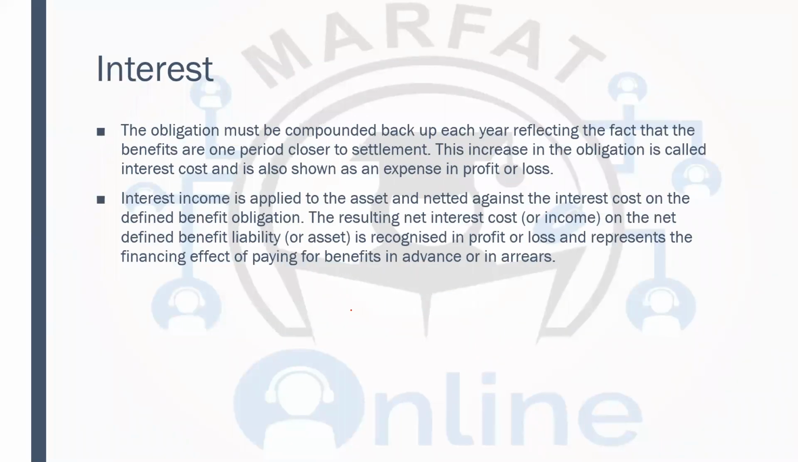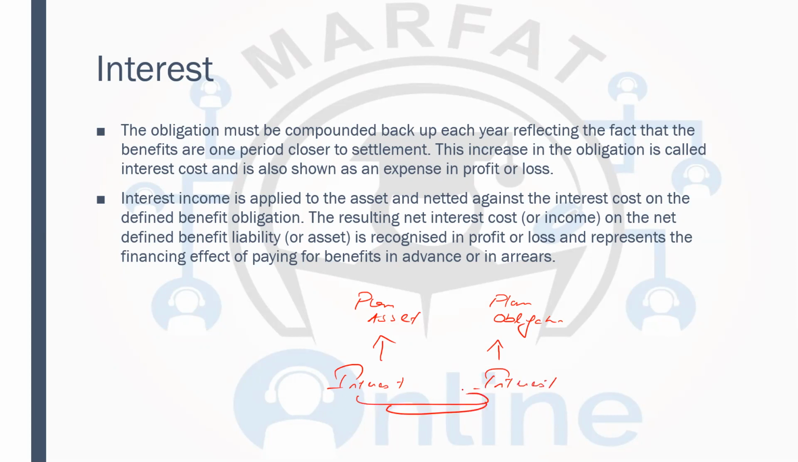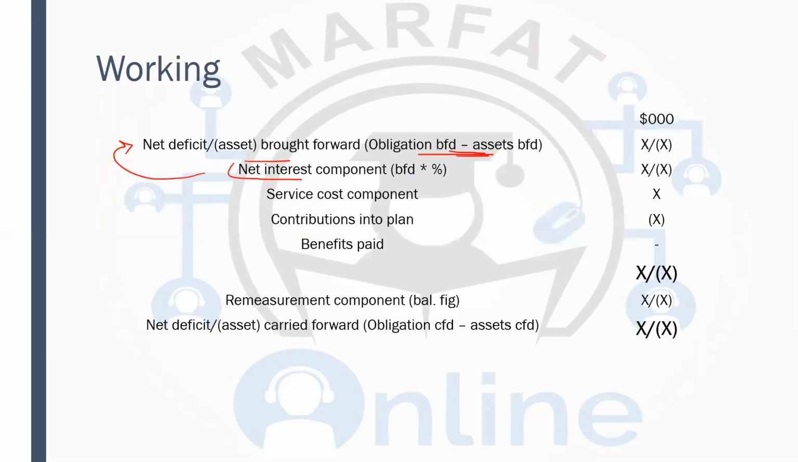Otherwise, if you are maintaining two separate accounts, then the interest on plan assets is income. The interest on plan obligation is an expense. So you multiply separately the interest on it, and then you take the net amount. So better is to do a collective working. That is why we call it a net interest component. So if there is a net asset, when you multiply that net interest, it is going to be an income.